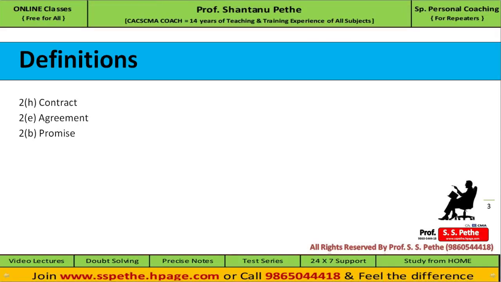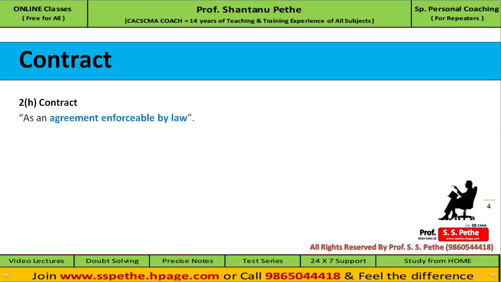Now let's see the very important part of this act, that is the definitions. A lot of times definitions are asked in the exams. So first we are going to see three definitions. First definition is contract under section 2H, agreement under section 2E, and promise under section 2B. First see the definition of contract.